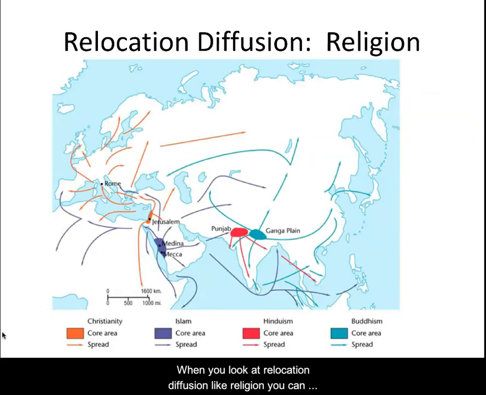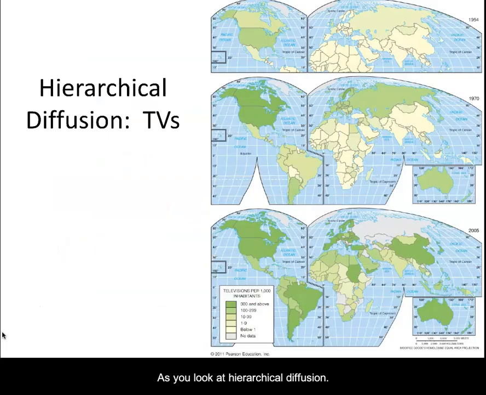When you look at relocation diffusion like religion, you can see there are some hearths or starting points for some of our major world religions. Christianity, Islam, Hinduism, and Buddhism, and then the arrows help you understand historically in which directions those religions spread from their origin point.